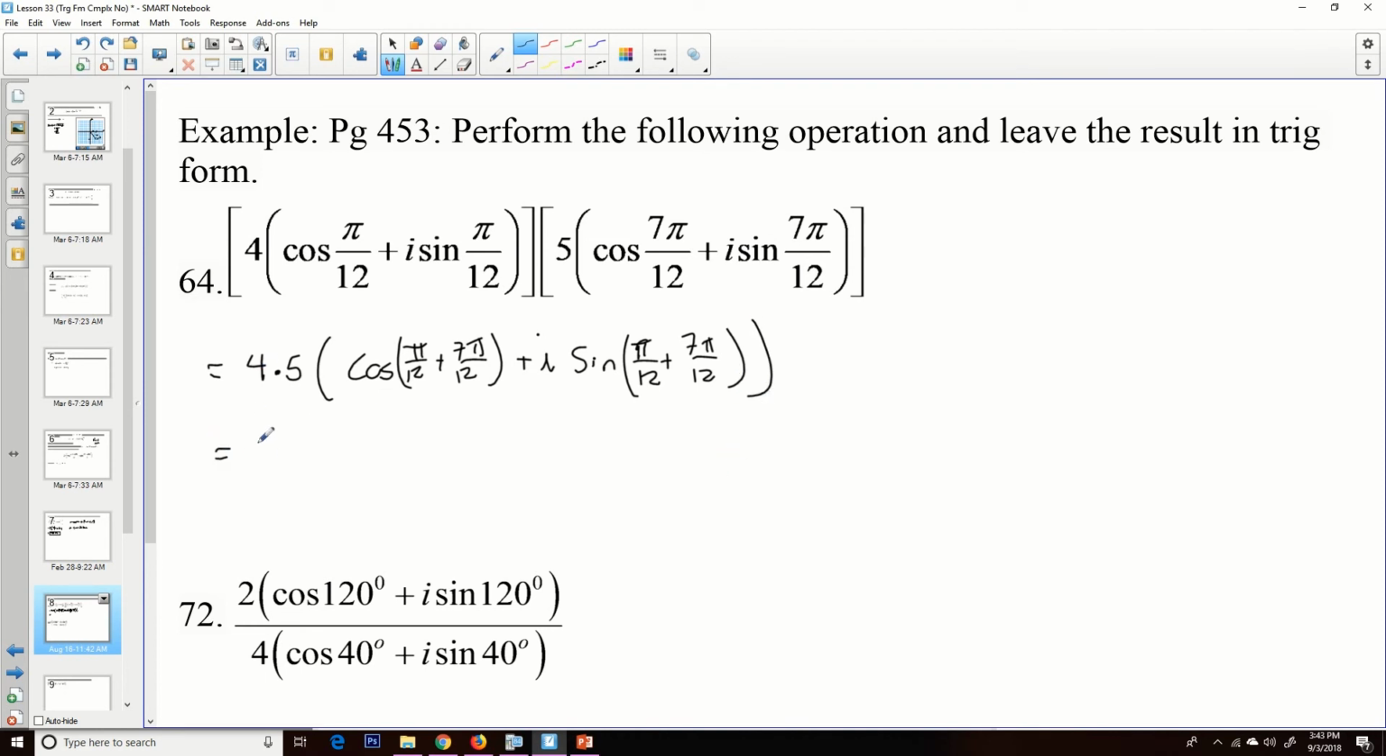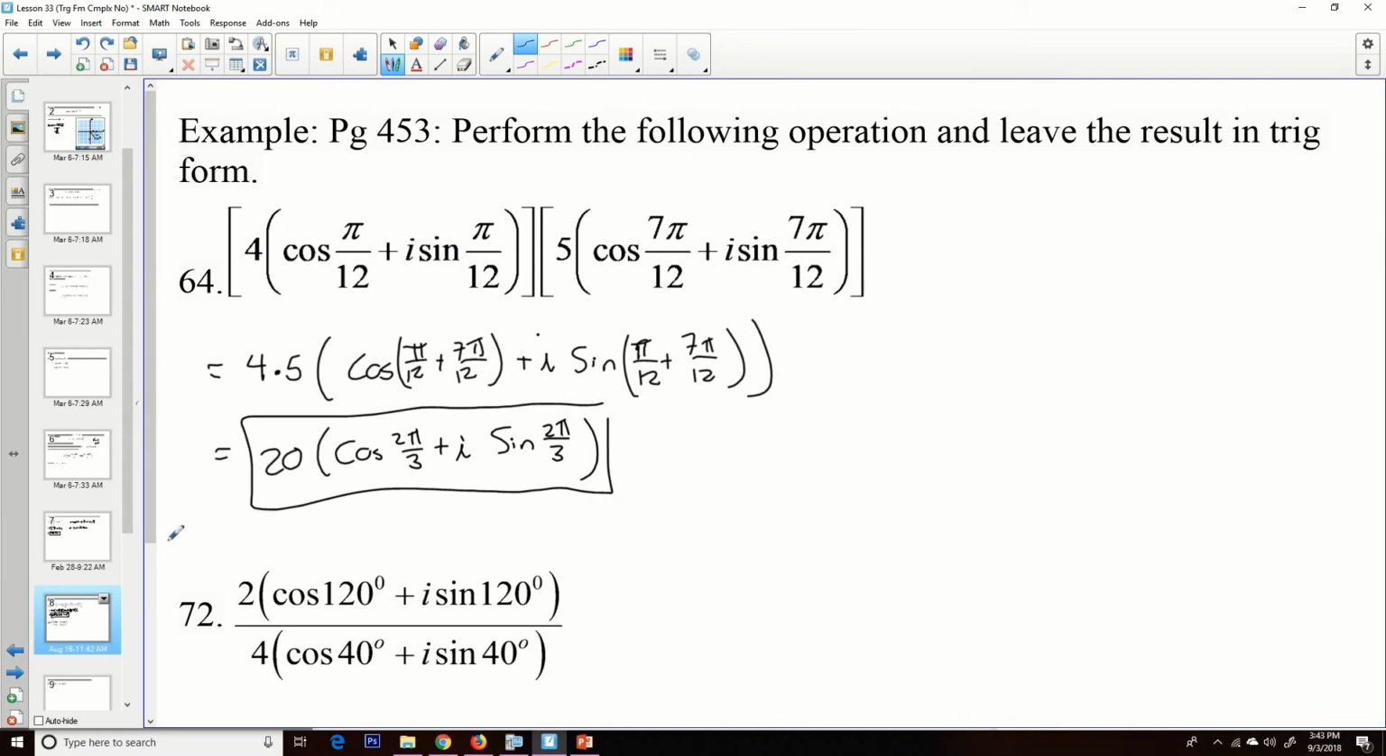So 4 times 5 is 20. Pi over 12 plus 7 pi over 12 is 8 pi over 12. 8 over 12 reduces, you can take a 4 out of it, so 2 pi over 3. So the cosine of 2 pi over 3 plus i sine 2 pi over 3. They have to be the same because it's the same argument. They say leave the result in trig form, so boom, we are done.